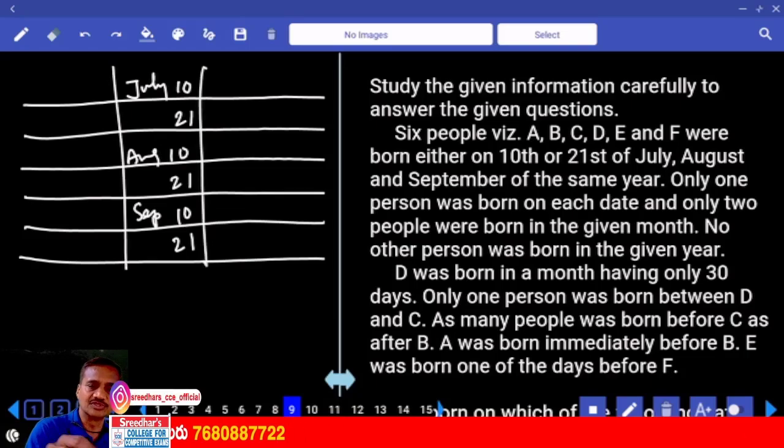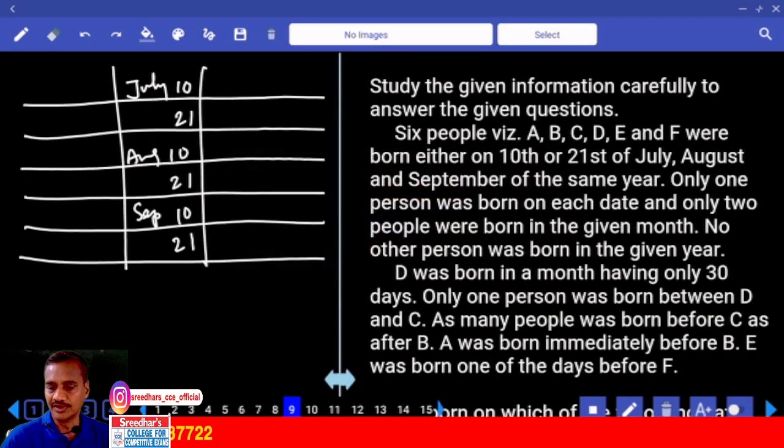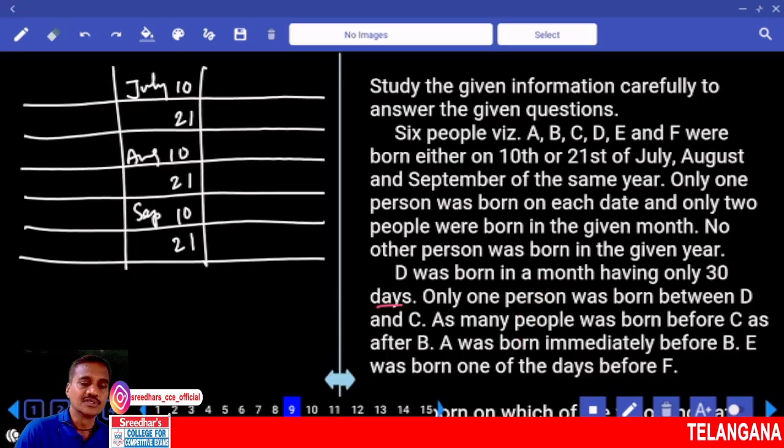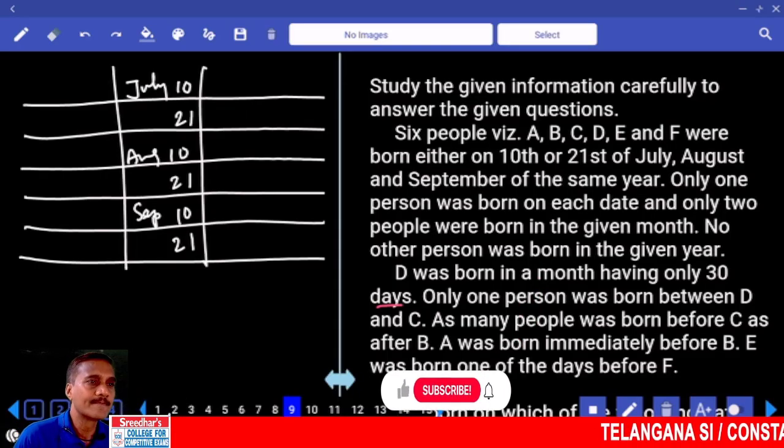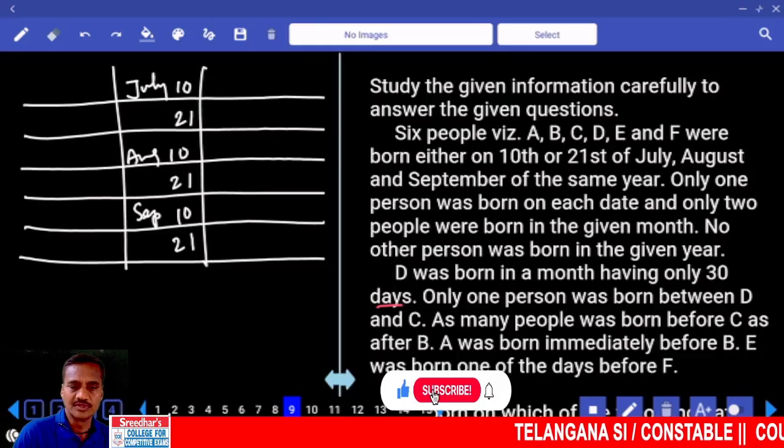Then coming to condition number 1. Now D was born in a month having only 30 days, so D was born in the month of September.